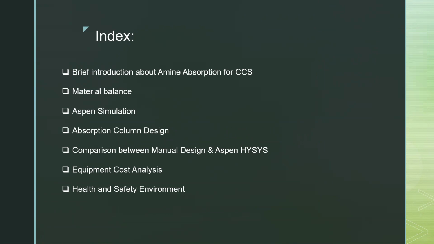In the beginning, I will talk about what we will be discussing in our presentation. We will start with a brief introduction about the amine absorption for carbon capture system. Then we will talk about the absorption process description, then the material balance. After it, the Aspen simulation, then absorption column design. Later, we will compare the manual design and the Aspen HYSYS, then talk about the equipment cost analysis. And last but not least, we will talk about the health and safety environment.